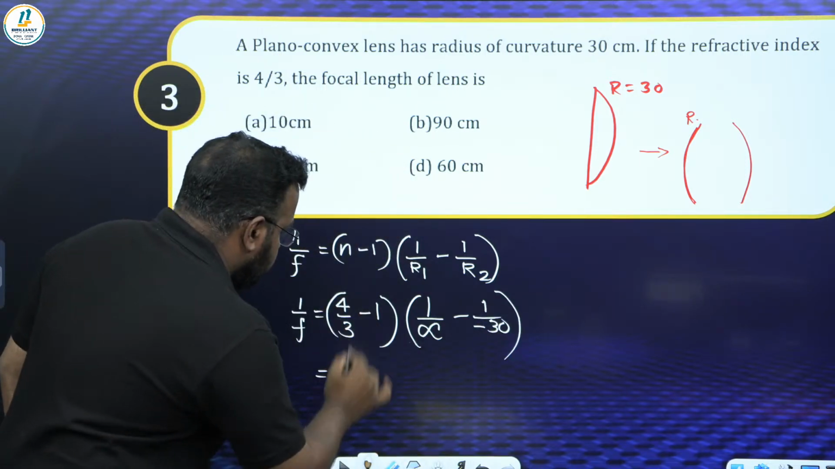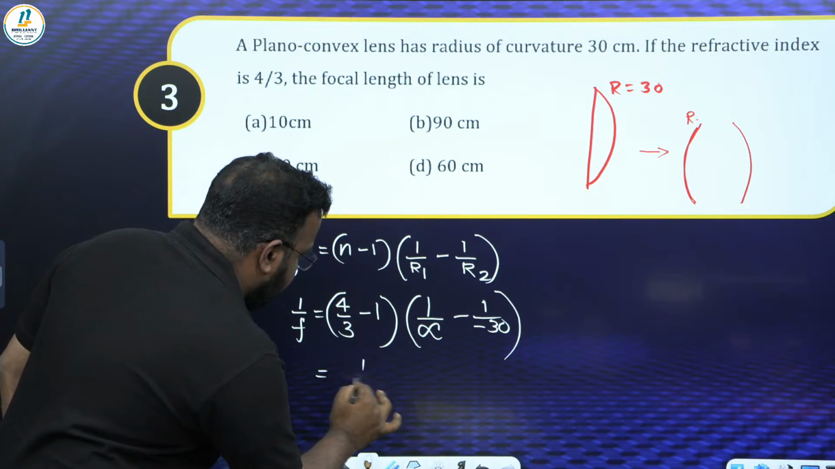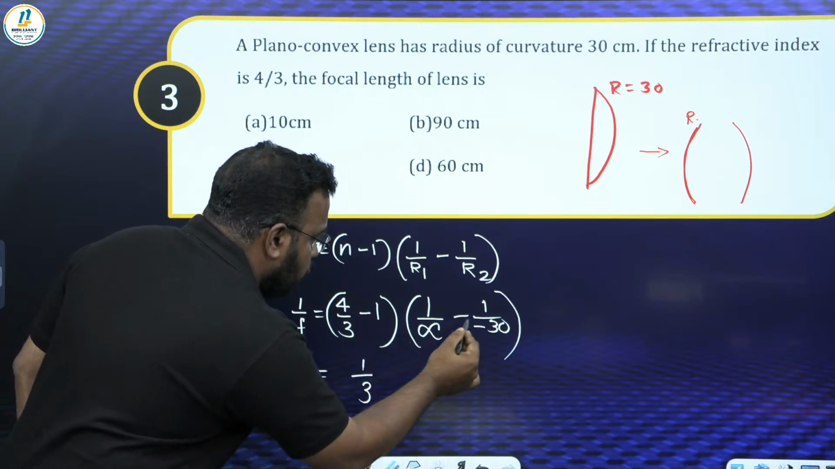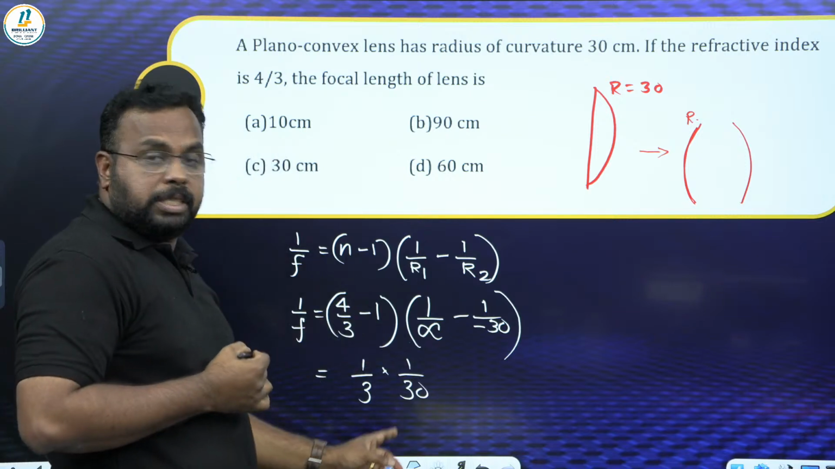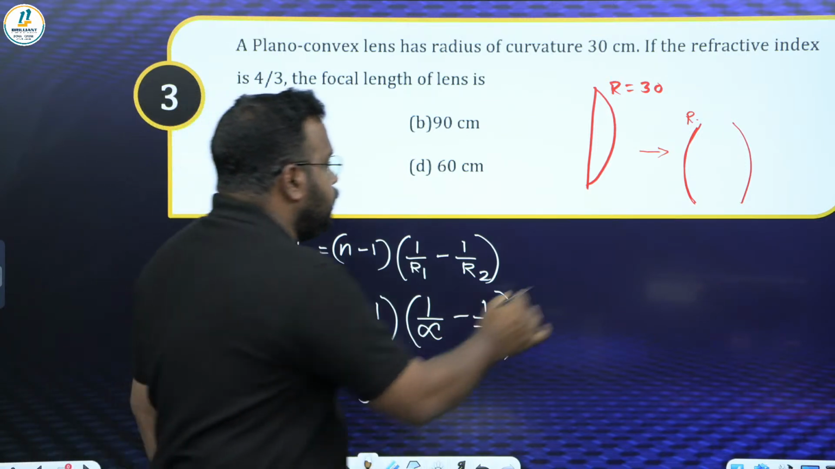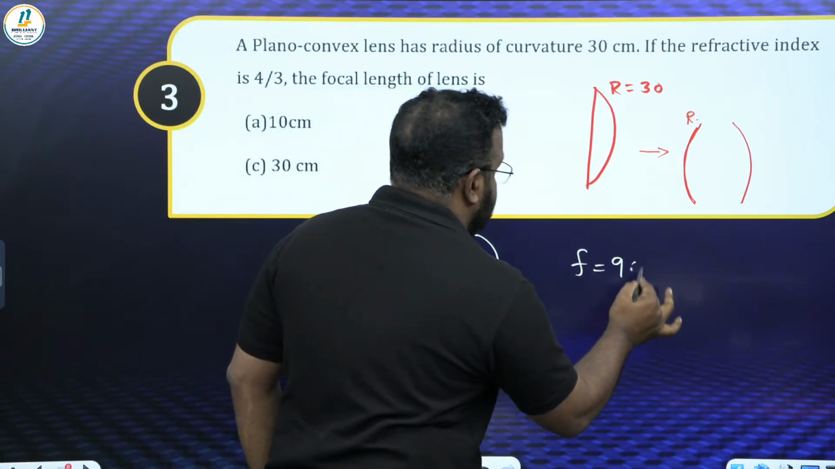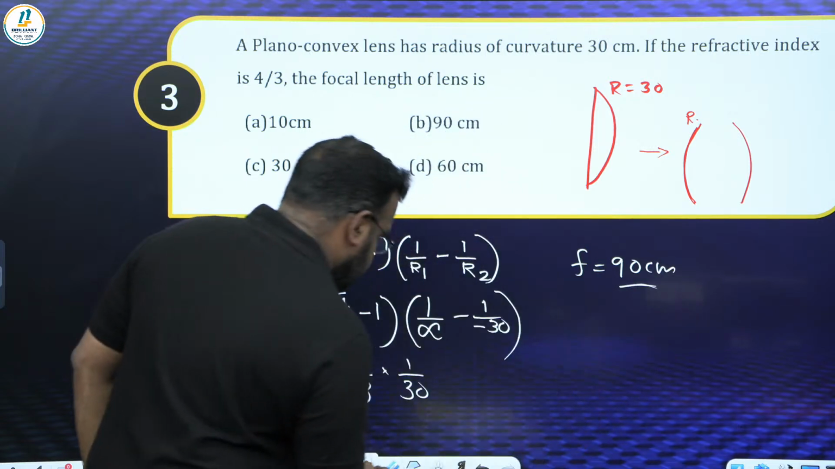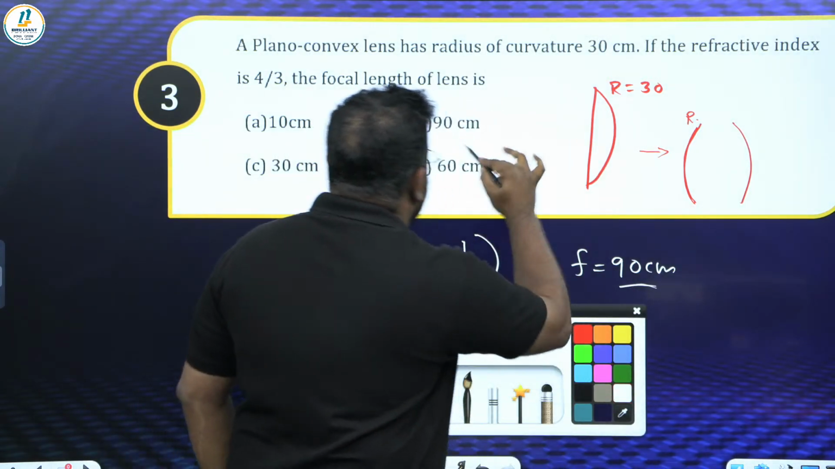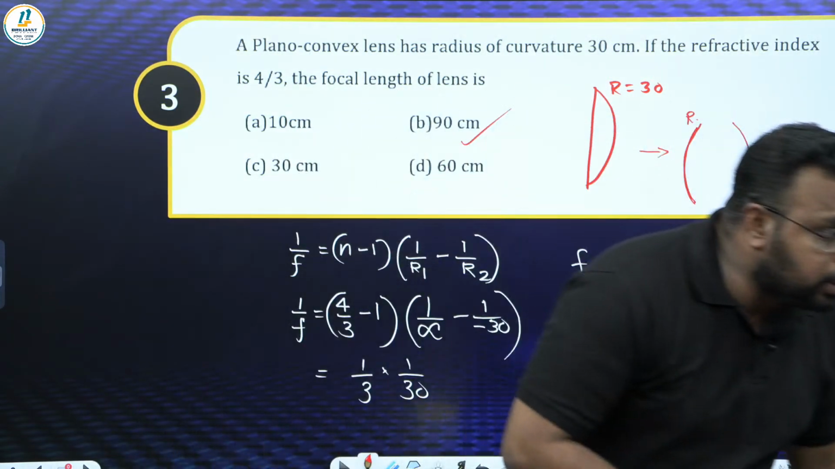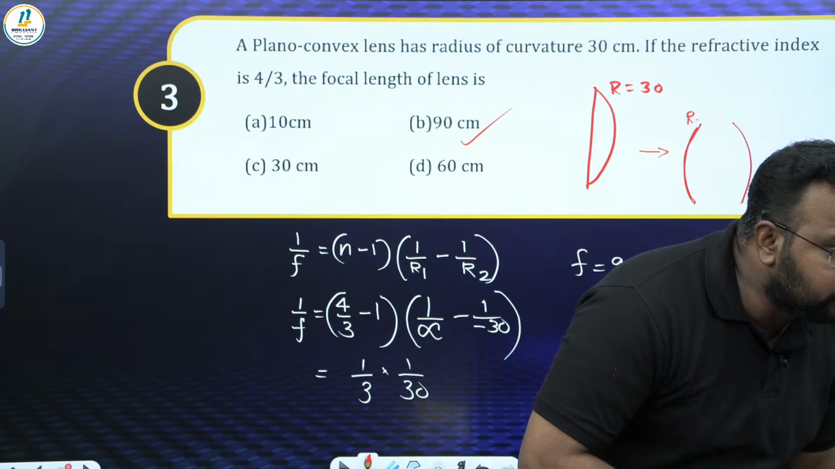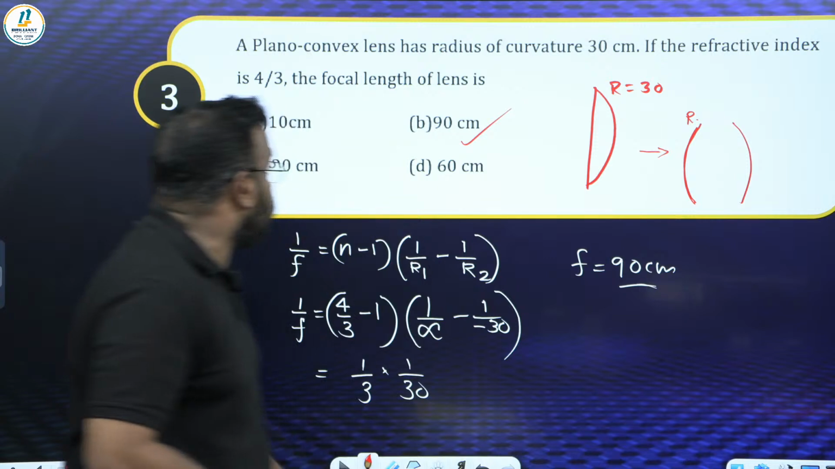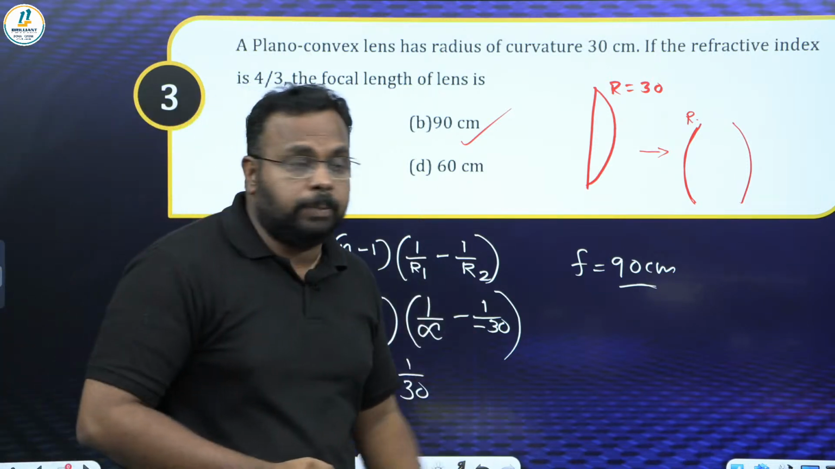So this becomes (4 minus 3)/3, that is 1/3, into (1/infinity is 0, plus 1/30). So 1/f is equal to 1/90. That means f is equal to what? 90 centimeters. So 90 centimeters is the right answer, option B. How many of you got this answer? Yes, Chris, very good. Ruben, Hisham, Karthik, Atul, very good, dear students. Keep going. So I'm going to the next question.